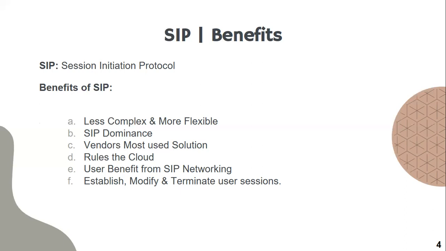Now let's see why we don't use the TDM or ISUP or BICC protocols, and why we prefer SIP over TDM and BICC. The first thing is that the SIP protocol is less complex and more flexible. And why we say this is because when SIP was first introduced to the world, it proved that it is less complex than ISUP and BICC, as ISUP and BICC are more complex since they have many parameters, unlike SIP.